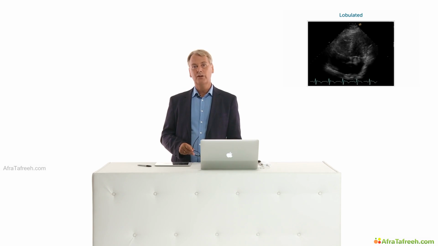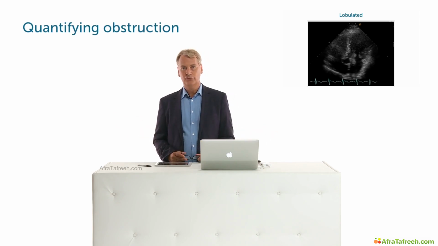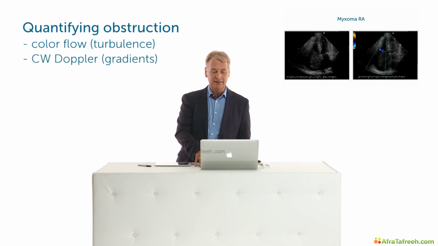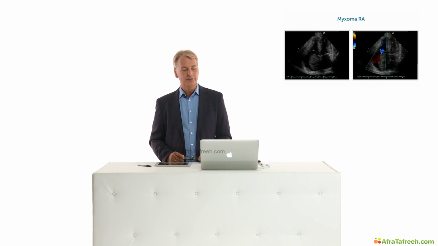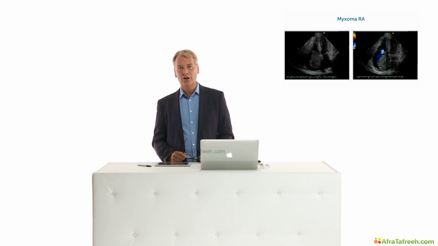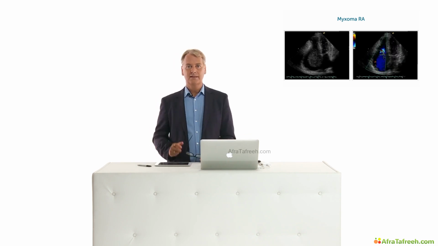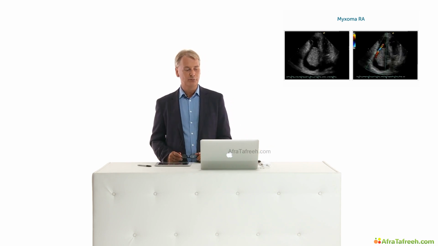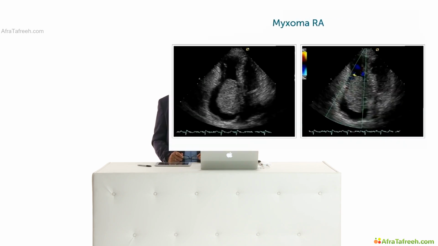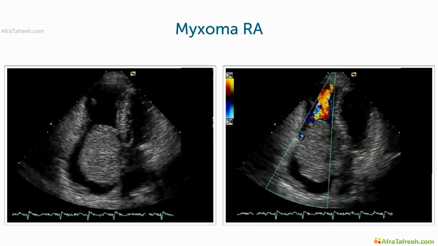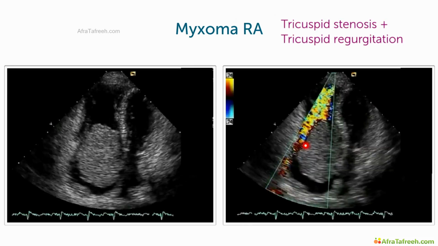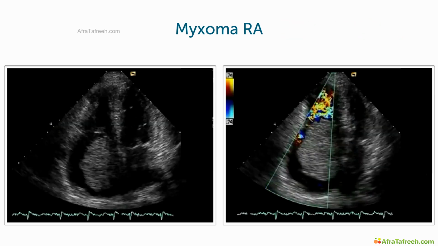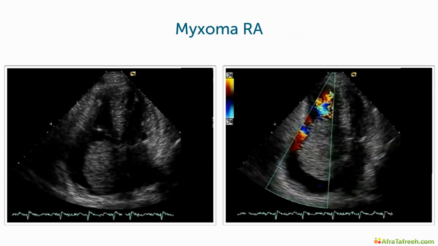How do you look at obstruction? The same way you would as in mitral stenosis. You look at color flow and you look at continuous wave Doppler to look for elevated gradients. Flow obstruction can not only occur on the left side of the heart, but also on the right side of the heart. And here is an example of a right-sided myxoma, almost the same size and the same appearance as the one I showed you previously, only that this time it is on the right side. Here again you see the turbulent flow across the tricuspid valve here, and this definitely causes tricuspid regurgitation as well because the tricuspid valve is impaired in its function.